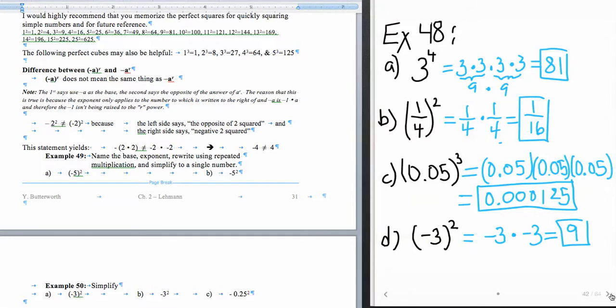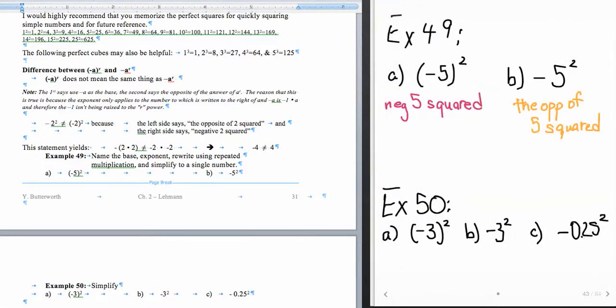So we're going to look at example 49 here to see more of that. Our first part in 49 says negative 5 squared, whereas the second part says the opposite of 5 squared. So in part A, what we have here is a negative 5 times a negative 5. And a negative times a negative is a positive, and 5 times 5 is 25. So that's our answer in that one. Now this one says the opposite of 5 squared, which is the opposite of 5 times 5. And that is going to give us a negative 25.